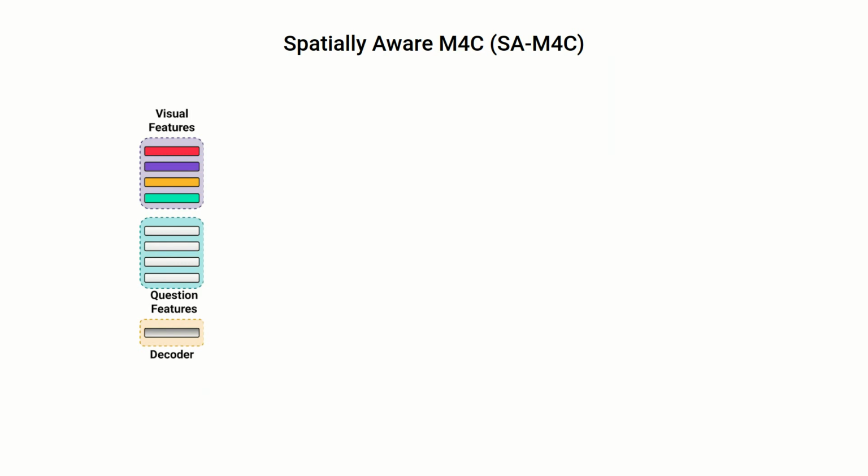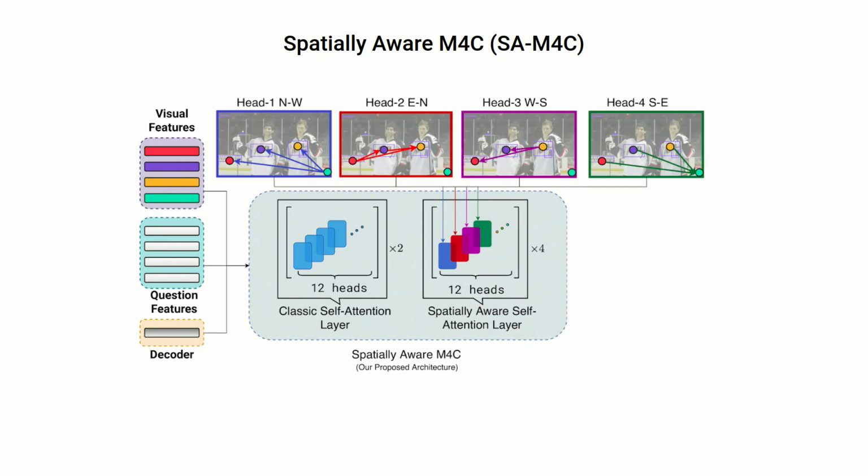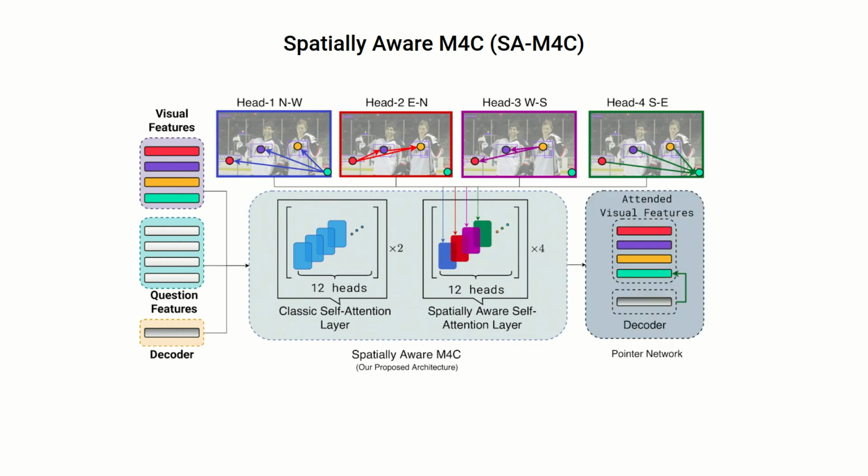Now let's talk about the overall architecture. As with M4C, we start with visual, question, and decoding features as input to our new model. In our model, SM4C, we use 2 vanilla transformer layers at the base and 4 spatially aware layers at the top. Each spatially aware self-attention layer has 12 heads, with each head attending to a different relation category. We use a decoder network similar to M4C to decode the final answer.